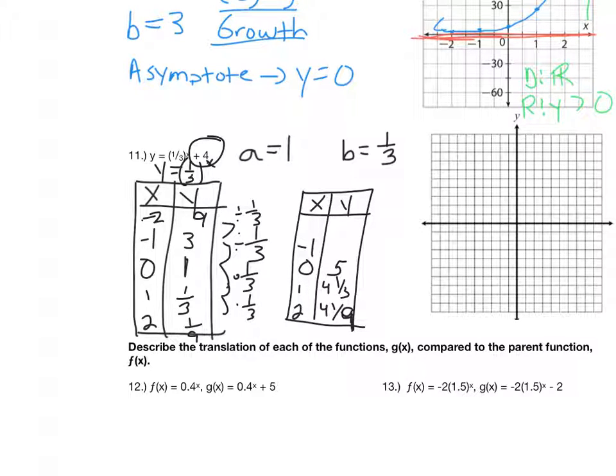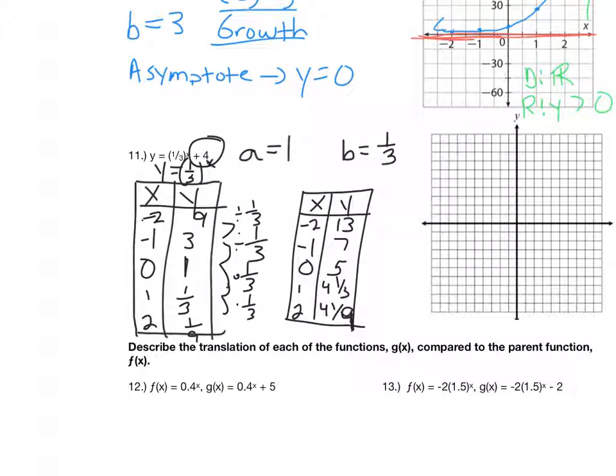At -1 instead of 3, if we add 4, we're going to be at 7. At -2 instead of 9, we're going to be at 13 if we add 4. Okay, so these would be your new points.